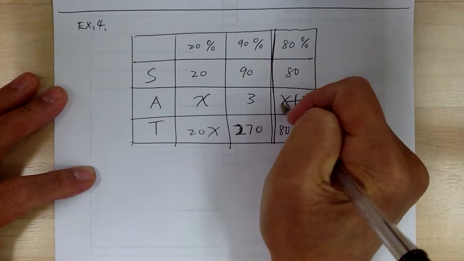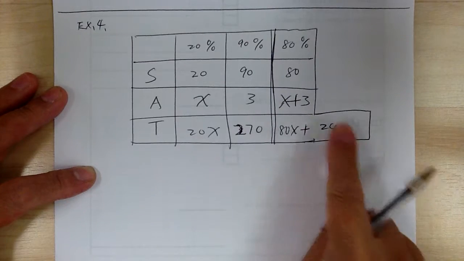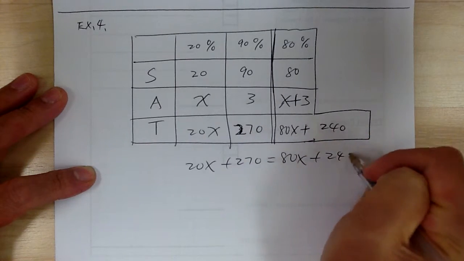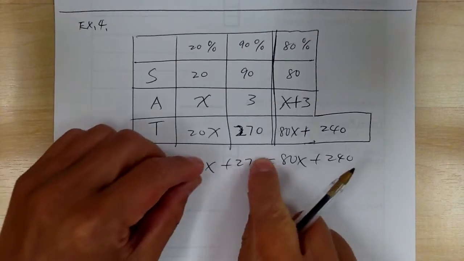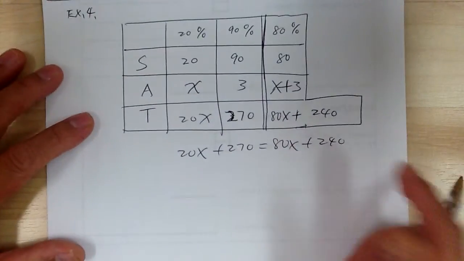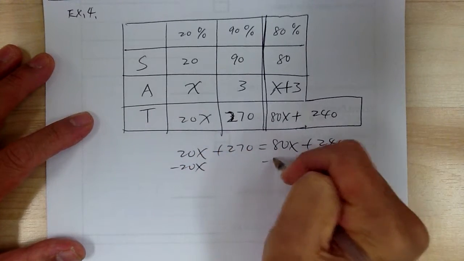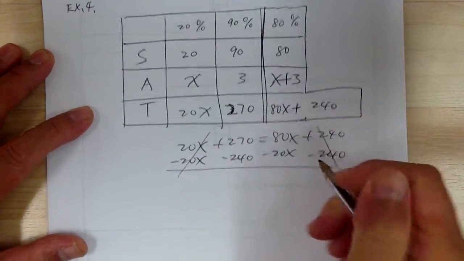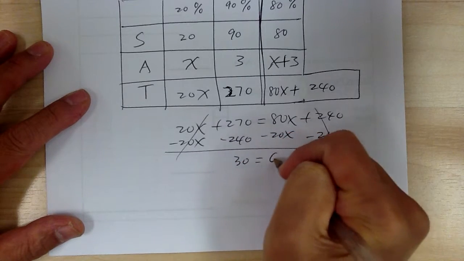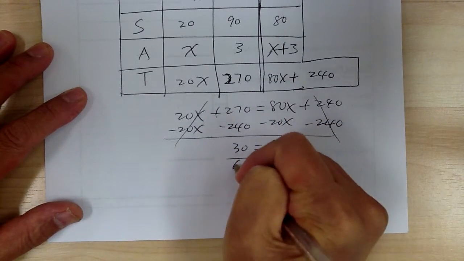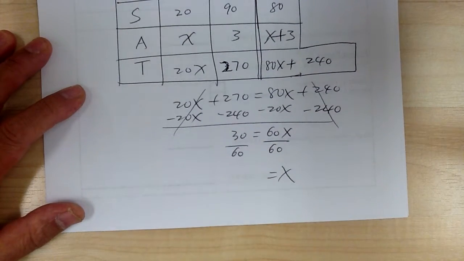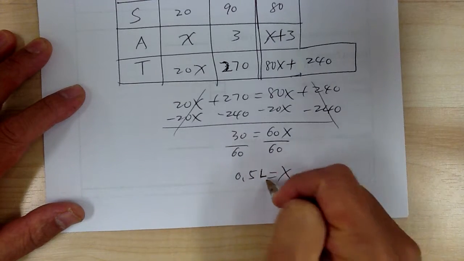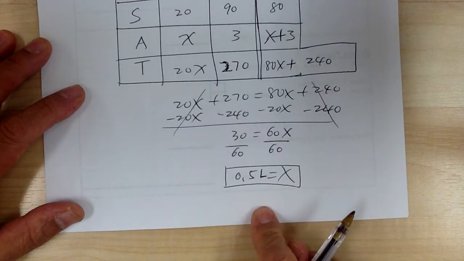Now, you have only one variable, so all you need is one equation. So you got 20x plus 270 equals 80x plus 240. See how nice the equation is? You're adding these two together to get the mix. Now all you have to do is solve. Minus 20x on both sides to cancel out, minus 240 to cancel out. So you get 30 equals 60x, divided by 60. So x equals, you can use decimal or fraction, it doesn't matter, 0.5, and the label would be liters. So remember your label. And that's it.